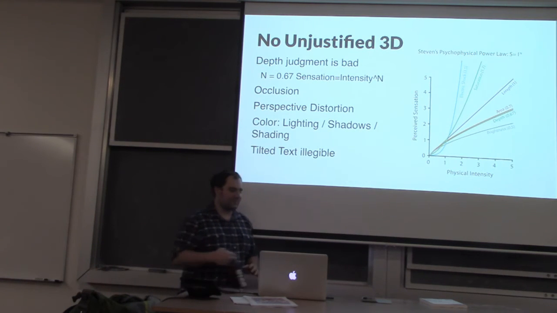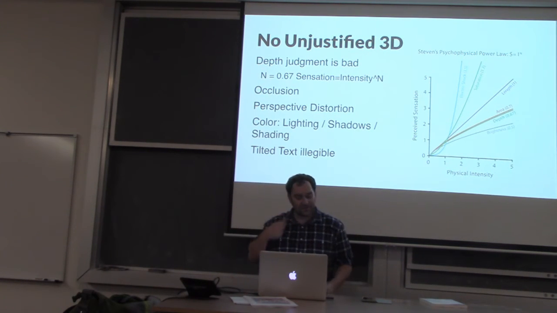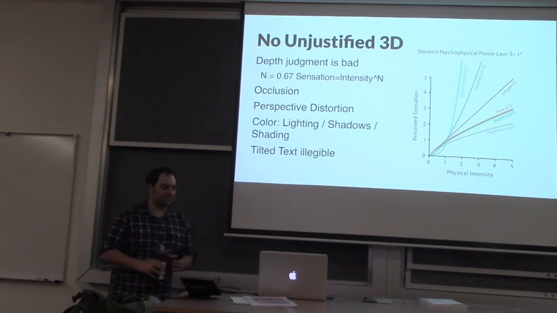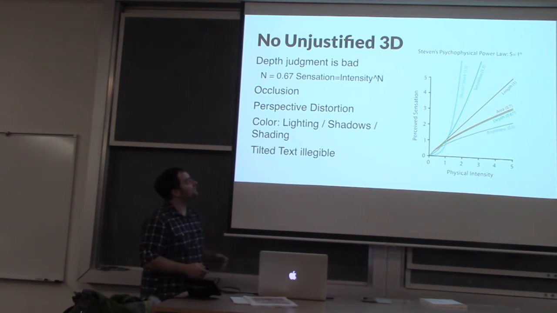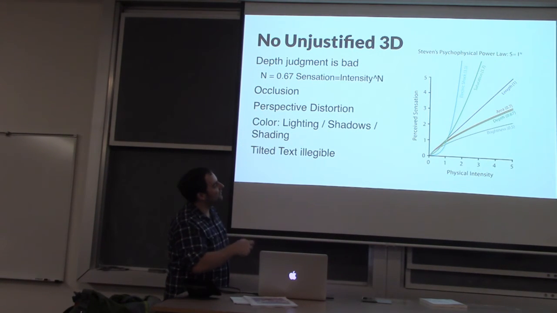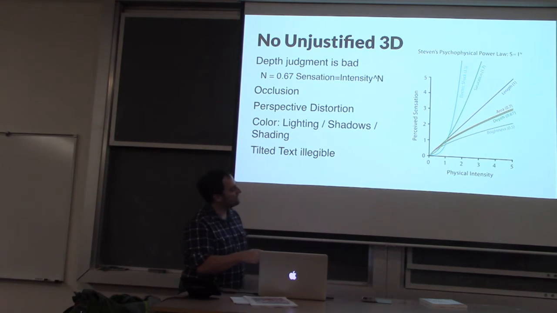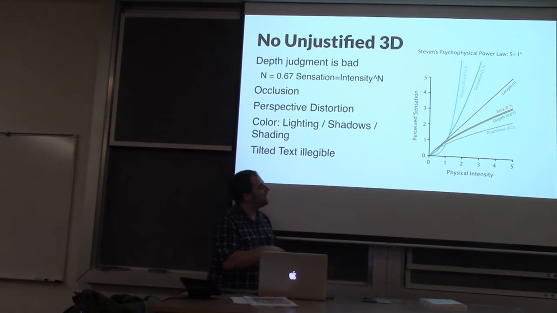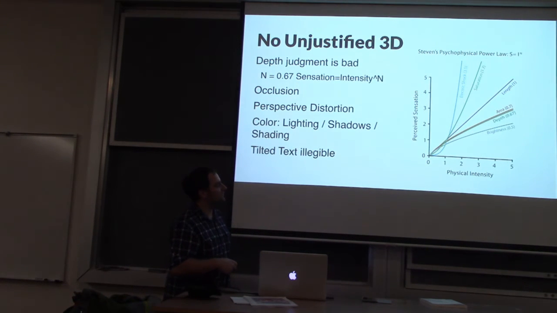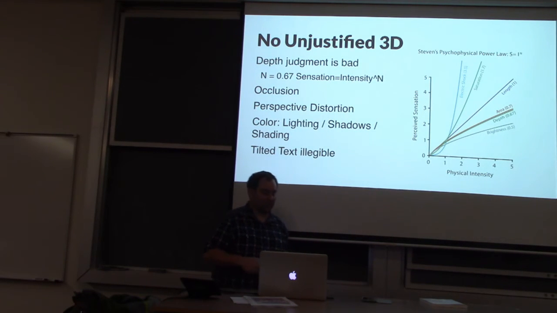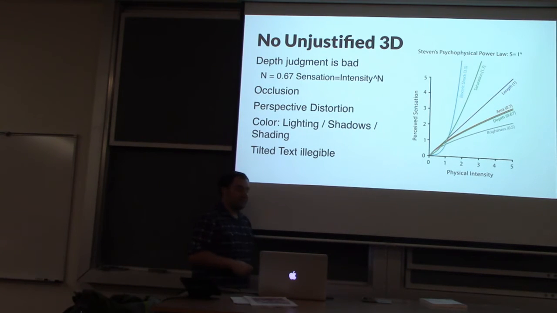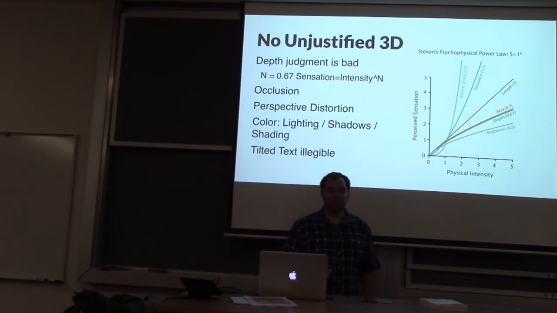So one of the other principal design rules, and I've said this a couple of times, but I kind of want to reiterate it, is do not use unjustified 3D. Our depth judgment is really bad. So this is like going back to this Stevens psychophysical power law. We can see that our depth judgment here has this n of 0.67. So like the physical intensity doesn't correspond linearly to the perceived intensity and the perceived sensation. There's other problems with 3D. There's occlusion in 3D.